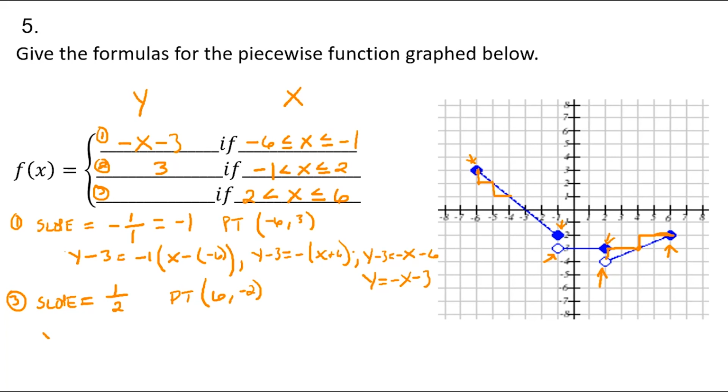Let me set this up. Let's see, y minus negative 2 equal to 1/2 times quantity x minus 6. Okay, so let's simplify this. So I get y plus 2 on the left side equals, distribute the 1/2, 1/2 x minus 3. Okay? So then when I subtract 2 from both sides, I end up with y equal to 1/2 x minus 5. So there it is.